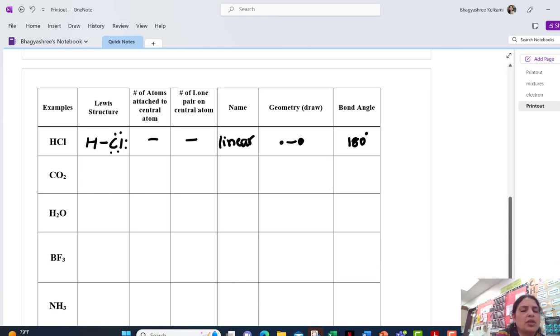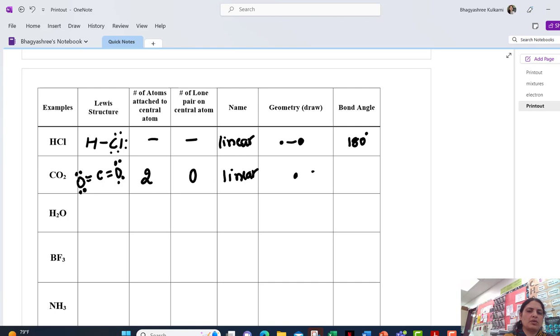The second molecule is carbon dioxide, and if you remember your Lewis dot structure, this is how it looks. Here the central atom is carbon. The number of atoms attached to the central atom is 2. The number of lone pairs on the central atom is 0. So this shape is also linear, and I'll show you in the modeling kit how it is. This is your carbon in the center and oxygen at the end, and they are connected with a double bond. So this is also a linear structure.